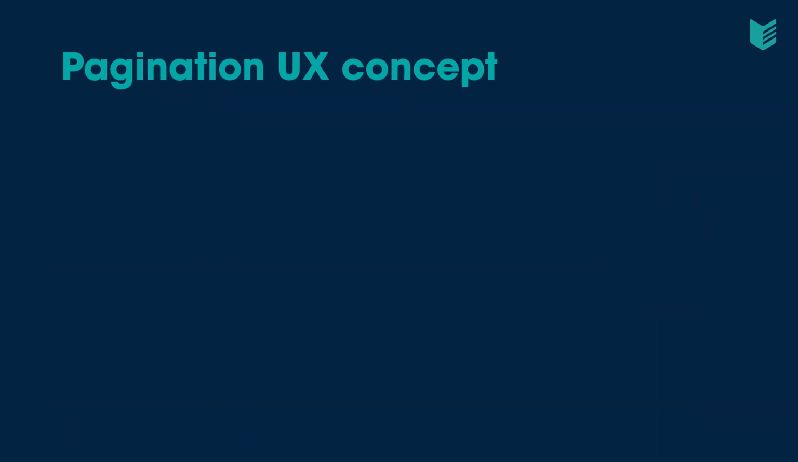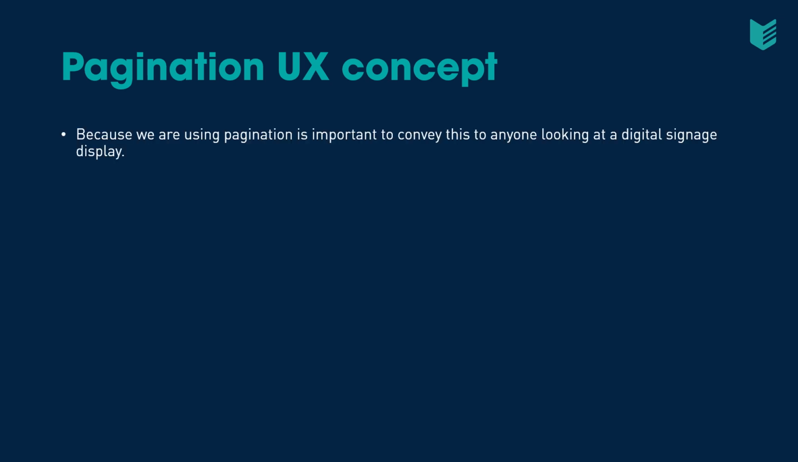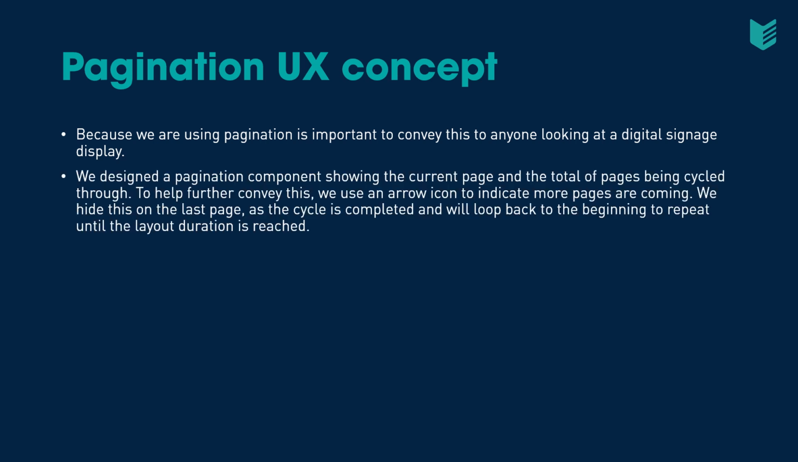So from those examples, they all followed the same UX pattern essentially. And that is that they needed to convey that there is multiple pages of information. So we did that in a couple of ways. We designed the component that essentially has the current page and then the total of pages being cycled through overall. So you're displaying the page that is currently being shown, and then how many pages are going to be displayed.